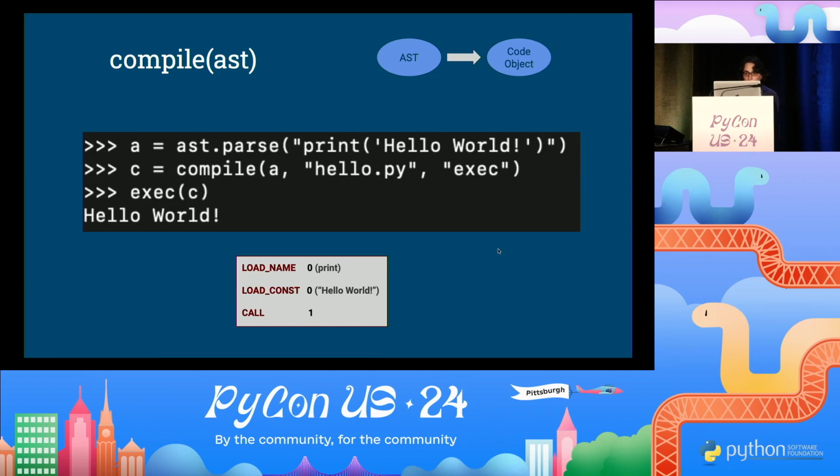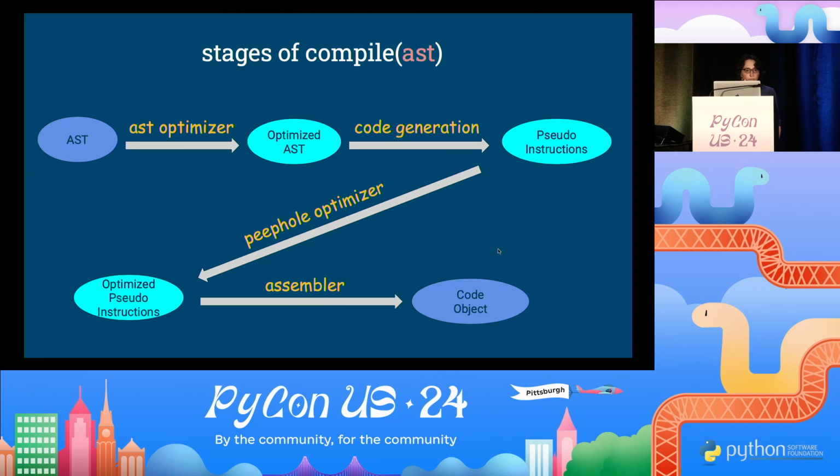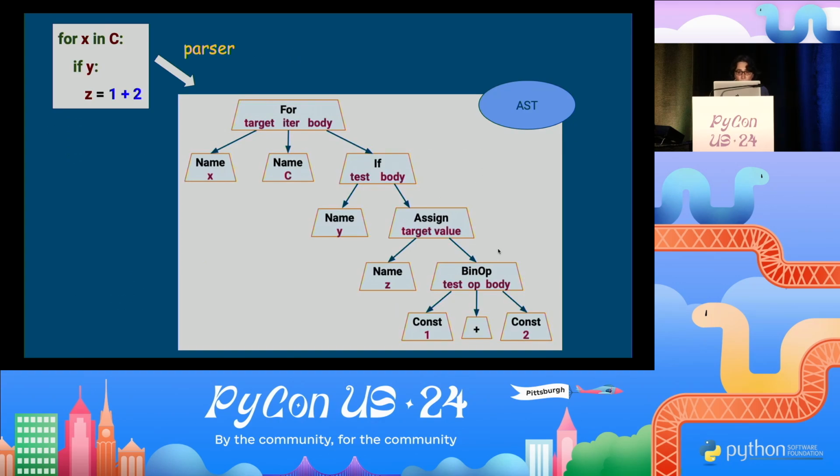Now, this compile of an AST, this is what I broke up into substages. So now we come back to this refactor of the last few years, and I'll go over the new steps, what each of these steps does. How do we go from an AST to a code object, to bytecode? I'm going to run through the steps with this example. Imagine we have this code. We have a for loop for x in c, and in the body, if y, assign 1 plus 2 to z. Okay, that's our code.